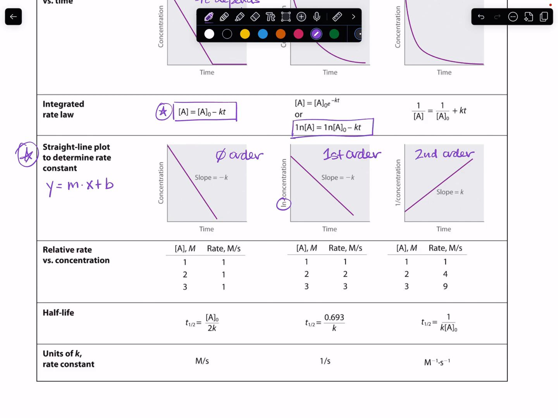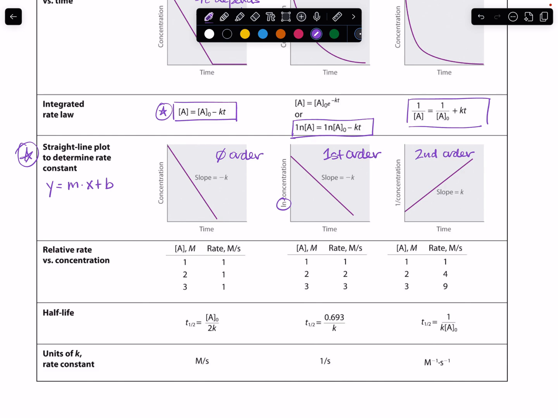is 1 over the concentration equals 1 over the initial concentration plus K times T. And this time we know the slope is positive because it's going from low to high. So it gives us this integrated rate law. All right. So if you are given data and asked to determine the order of the reaction, you need to decide which of these three is going to give you a straight line.